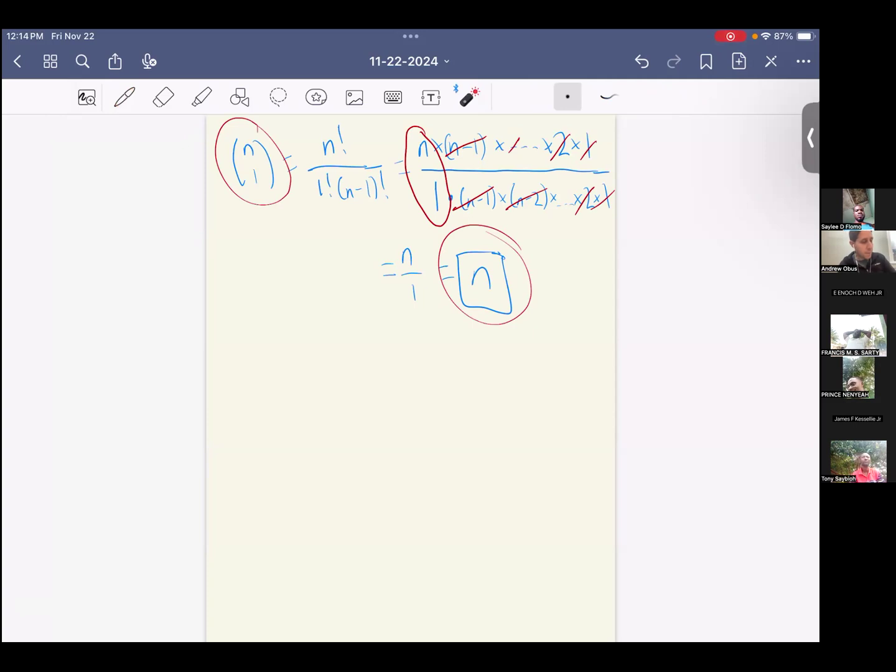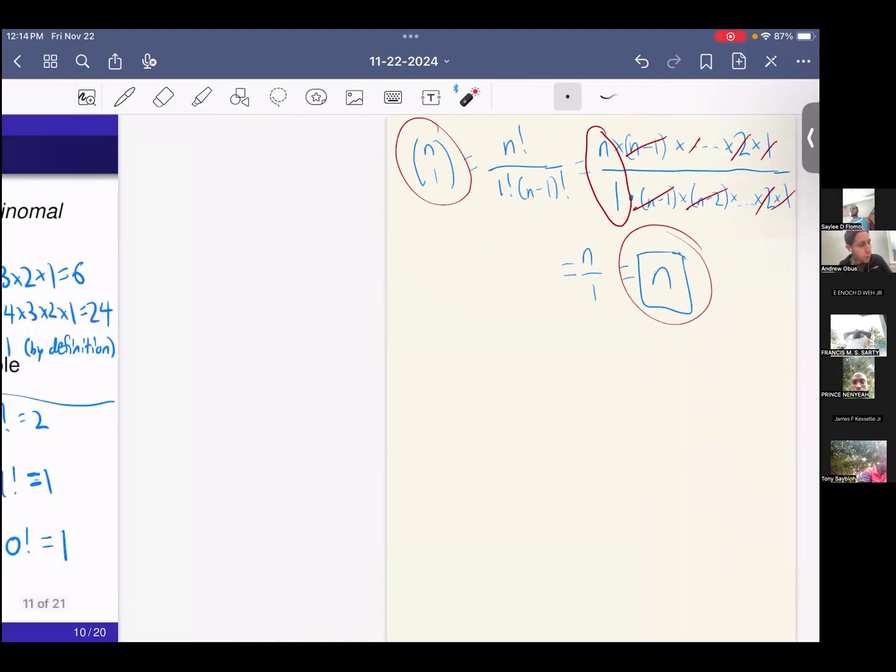And with this interpretation, that makes sense, right? Because the number of ways of picking one person out of a group of n people is exactly n. You can choose any of the n people to be that one person. So n choose 1 is always equal to n for any number n. That's going to be useful to know.